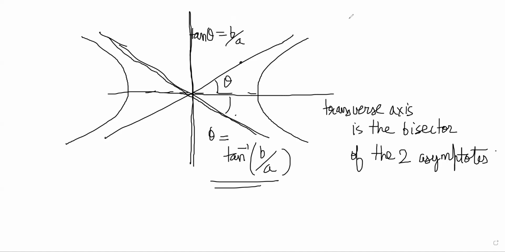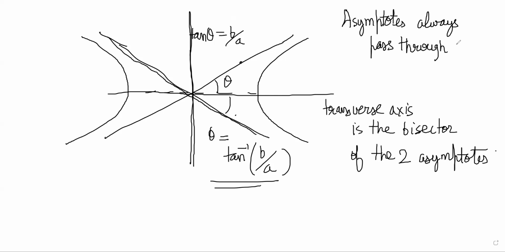And also one more thing, asymptotes always pass through the center of the hyperbola. So if you remember these things, I think you should be fairly sorted in order to solve problems on these.